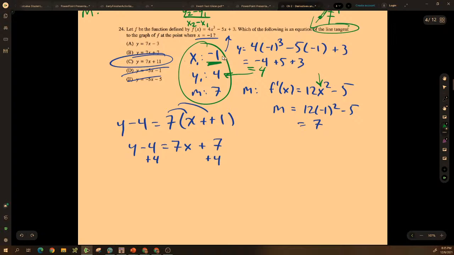So now we have our x1, our y1, and our m. We plug this in, y minus 4 equals 7 times x plus 1. I would look for this answer first, but I see that everything's written in y equals mx plus b. So we just go ahead and distribute the 7, add the 4 over, and that would give us y equals 7x plus 11.